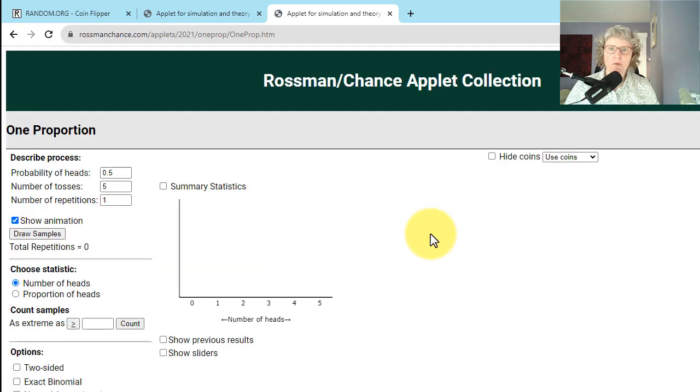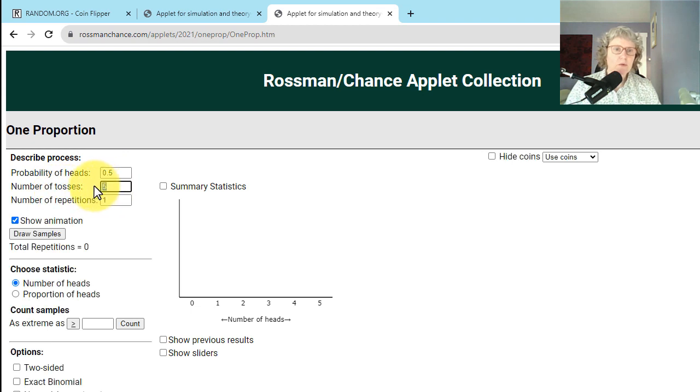So we're going to one proportion inference, and this is what it looks like when you come up with the blank applet. Okay, so we put in our probability. In this case, we are doing a coin flip, which is 50-50. We can change that to something 40-60 or so, if there's a different probability.